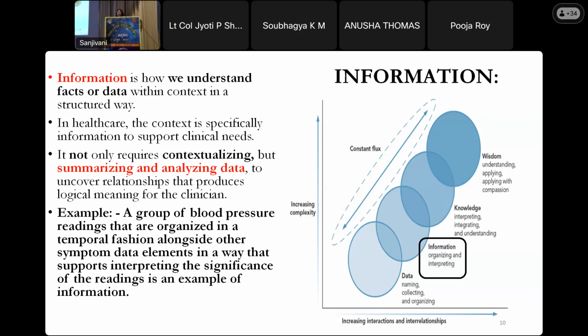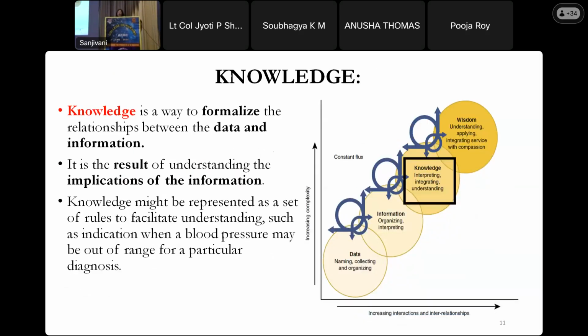When you talk about the knowledge, this is the way it will formalize the relationship between the data as well as the information. That means it will help us to understand the aspects. If you have a low blood pressure or high blood pressure, it will tell you that this particular patient is at high risk. So this information comes through the knowledge that we input.